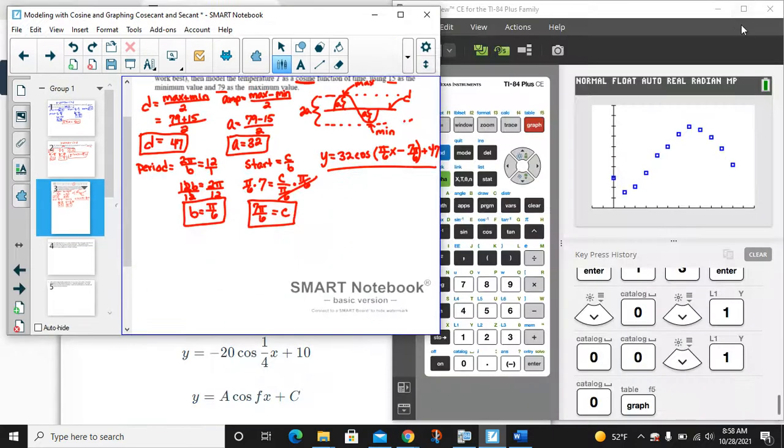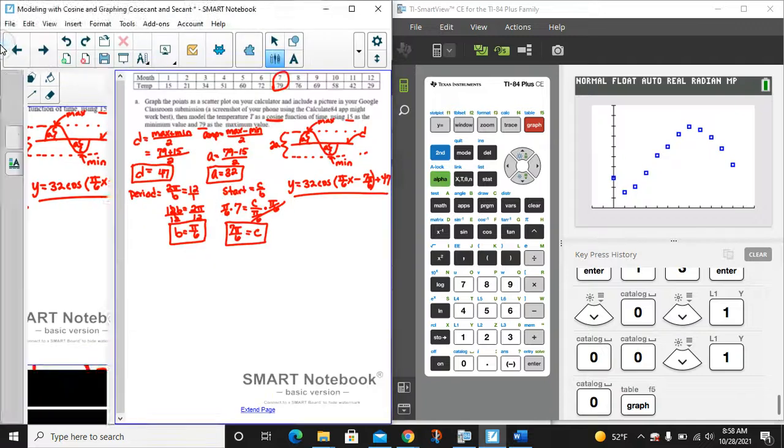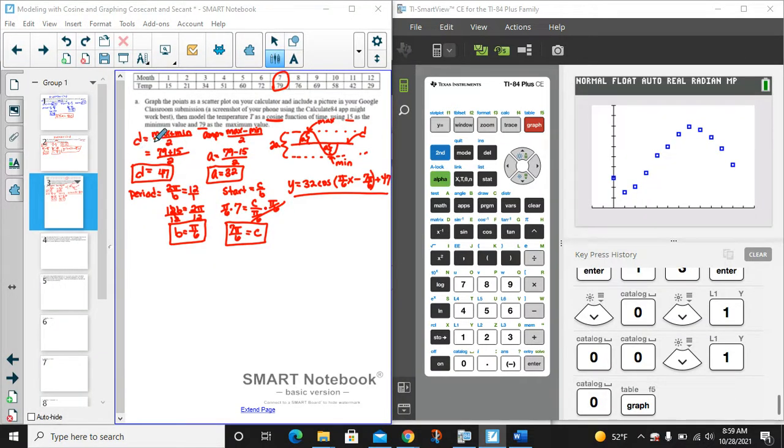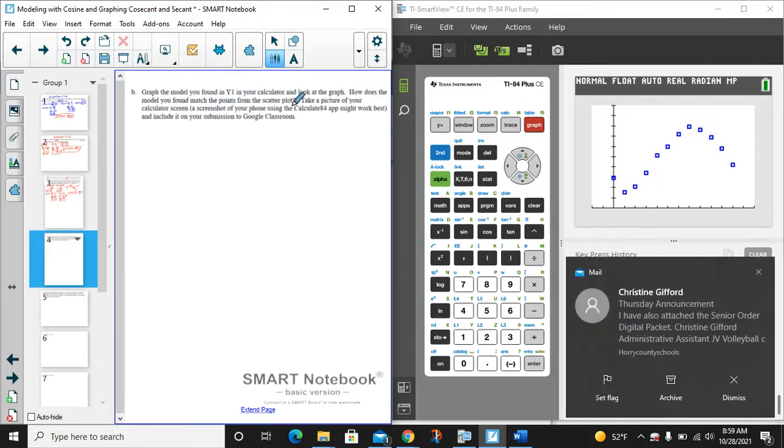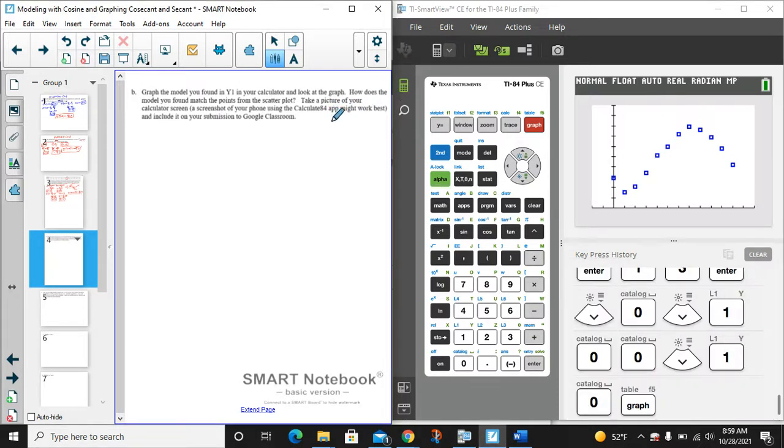Okay, let's check it. If we read up here, part B says graph the model you found in Y1 in your calculator and look at the graph. How does the model you found match the points from the scatter plot? Take a picture of your calculator screen. Again, either a picture of your calculator screen or a screenshot if you're using your TI-84 or Calculate 84 app, and include it in your submission.